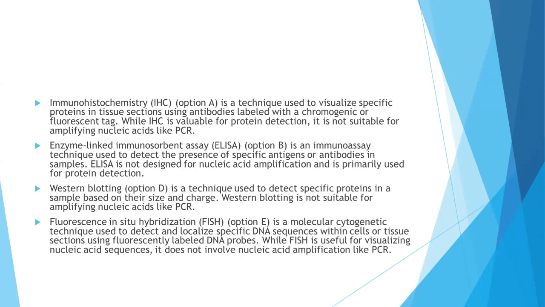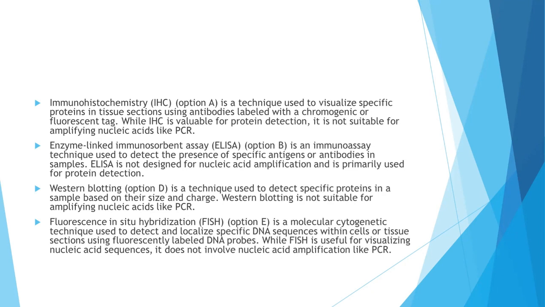We also talked about some other options. Option A, immunohistochemistry, is a technique used to visualize specific proteins in tissue sections using antibodies labeled with a chromogenic or fluorescent tag. While IHC is valuable for protein detection, it is not suitable for amplifying nucleic acids like PCR.